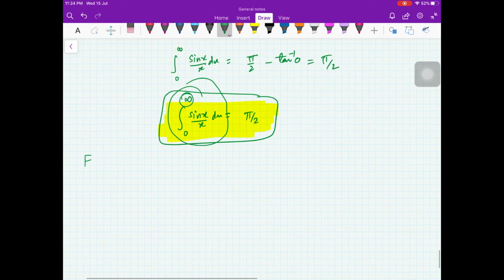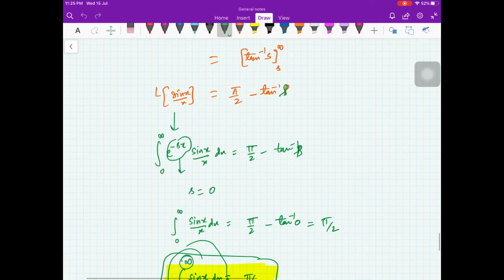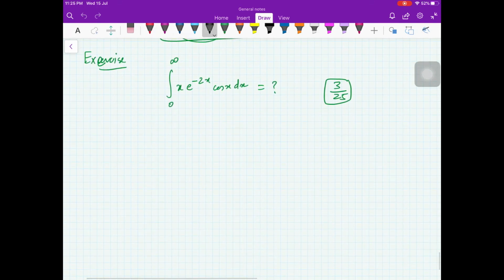I can give you one exercise if you want. You can find the value of this integral: x e raised to power minus 2x cos x dx from 0 to infinity. What is this? And the answer is 3 by 25. Use Laplace transform to find out this integral, right? So these are the properties of Laplace transformation. We have done just 5 properties. Let us move on to the next property.